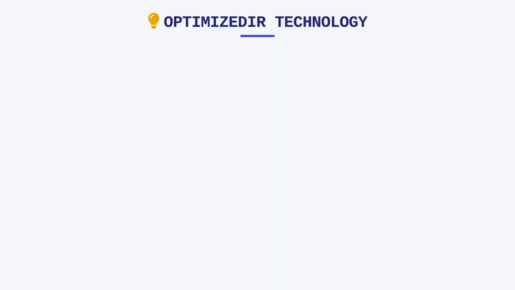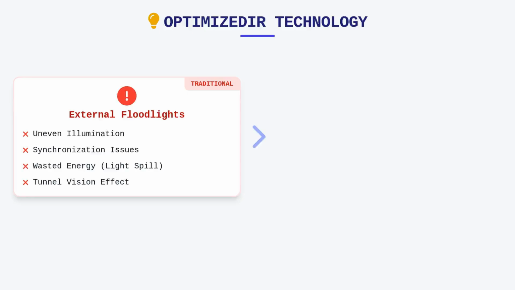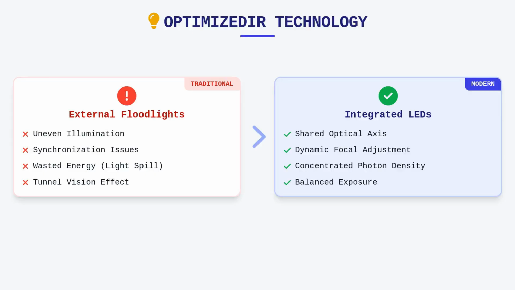OptimizedIR represents a significant shift from the traditional approach of using bulky, external infrared floodlights, which often suffer from uneven illumination and synchronization issues. When you integrate IR LEDs directly into the camera housing, the light source shares the same optical axis as the sensor, which provides a more natural and controlled beam.